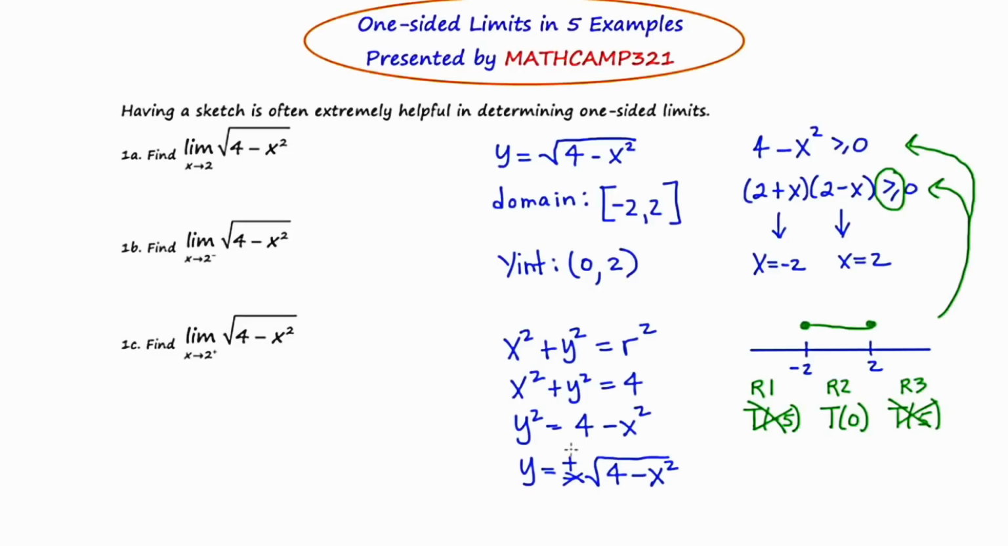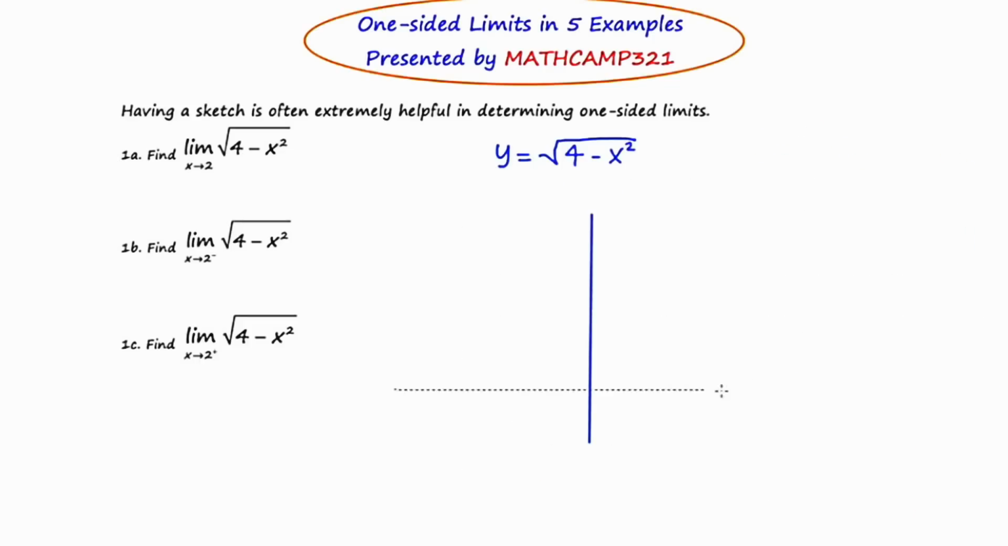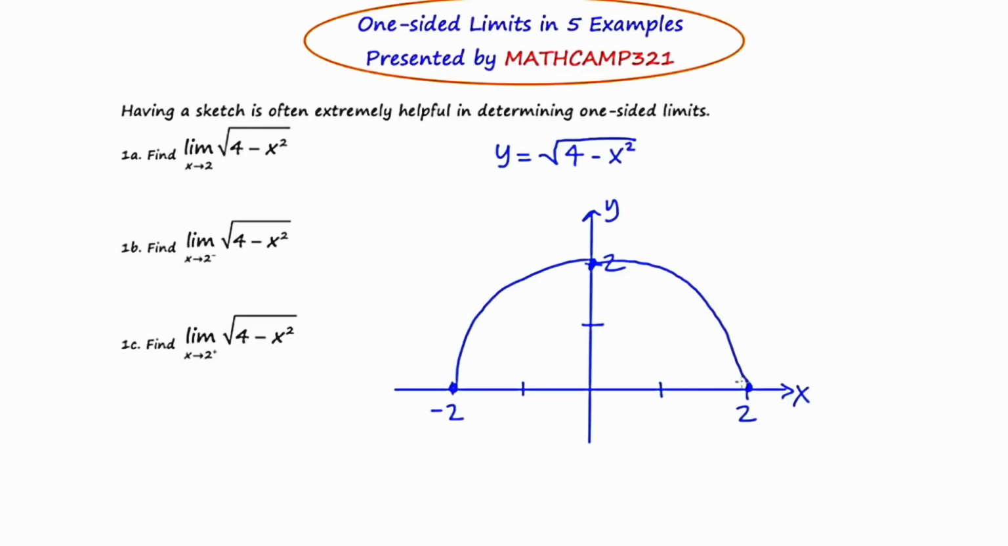So now that I know it is a semicircle with radius of 2, I'm going to get rid of all of this stuff so I have room to sketch the graph. Okay, so we said it was a semicircle. The domain started at negative 2 inclusive, ended at positive 2, and had a y-intercept of 2. Since it's a semicircle, we can just freehand this. Okay, not terrible, but not amazing either.